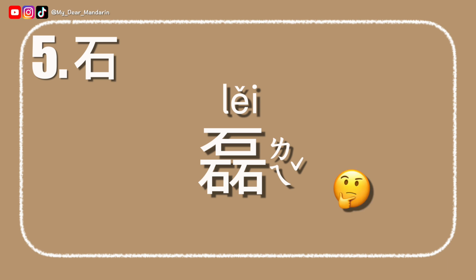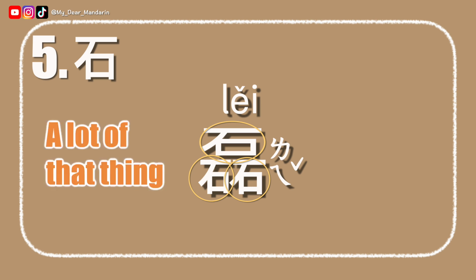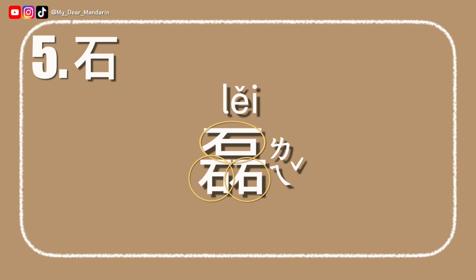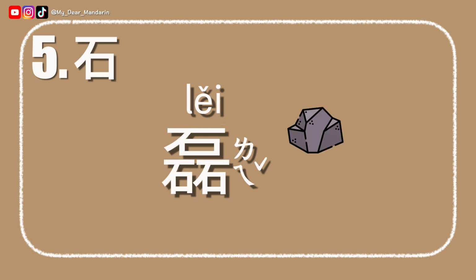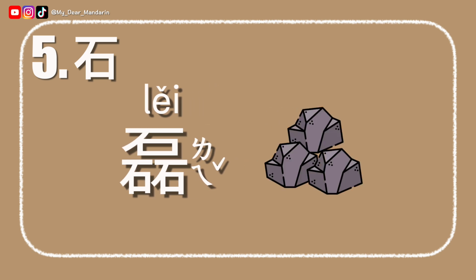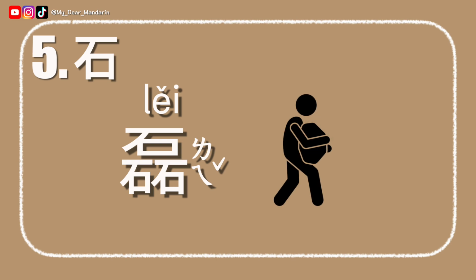You can see the character is made up of 3 identical radicals. In Mandarin, whenever you put 3 identical parts within the same character, it usually means a lot of that thing. In this case, what happens when you put lots of stone together? They're heavy, right? That's why the meaning of this character is heavy.